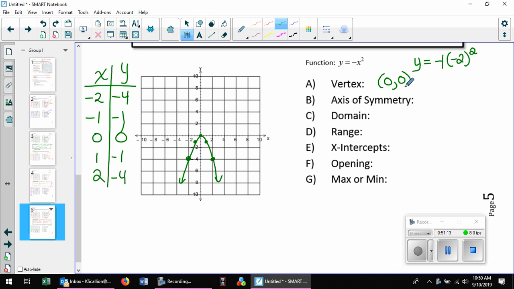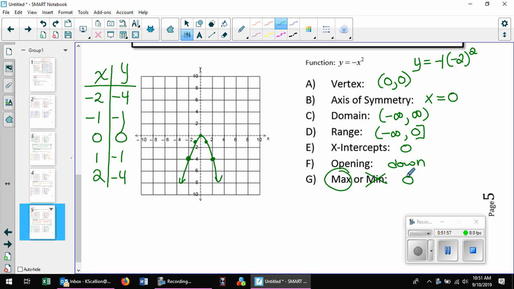So my vertex, 0, 0, axis of symmetry, x equals 0, my domain, -infinity to +infinity, my range. Ooh, I got excited there. What's my range? What's my lowest limit? -infinity. What's my highest limit? 0. So that's switched. My x-intercept is going to be at 0. This time I'm opening down. So I'm going to have a maximum. And my maximum's at 0.